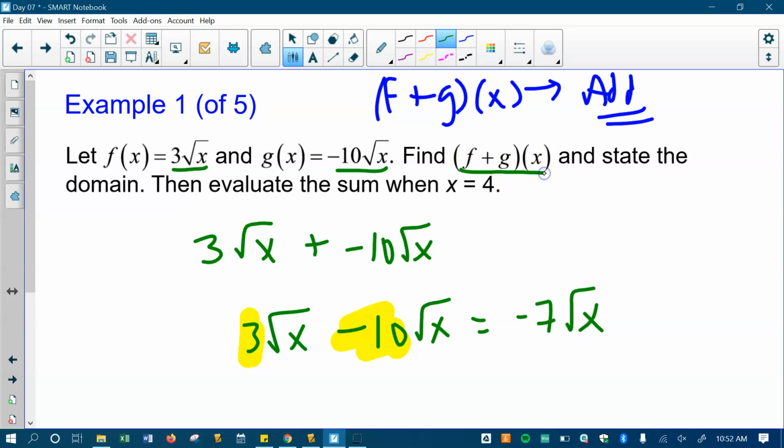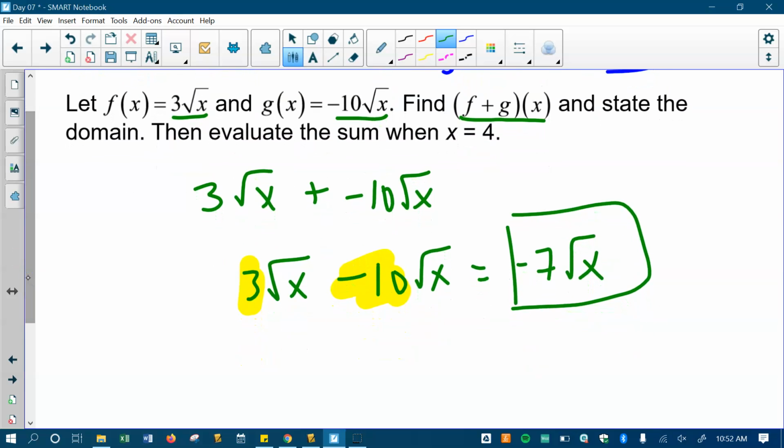It says find f plus g of x. That told us to add those two things together. In this case, we ended up subtracting them. Same thing, same difference. And when we added them together, we got this. Now, it does say state the domain, but we'll deal with that later.